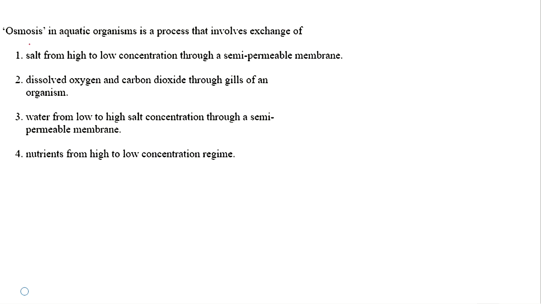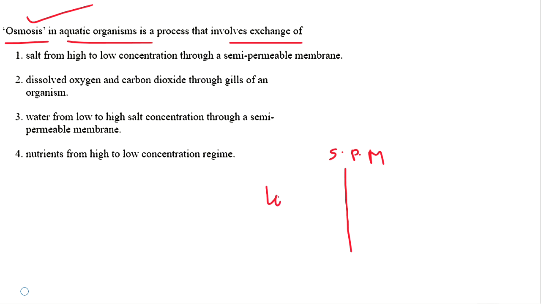So our next question is, osmosis in aquatic organism is a process that involves exchange of... If we know the meaning of osmosis, we can answer this question. Okay. So osmosis is, suppose this is a semi-permeable membrane. Here we have a low concentration. Now here we have a high concentration.